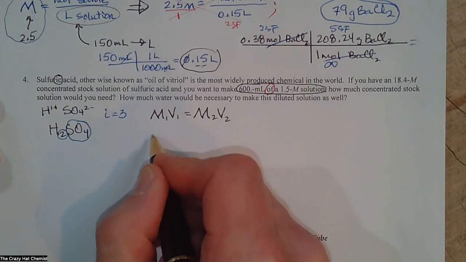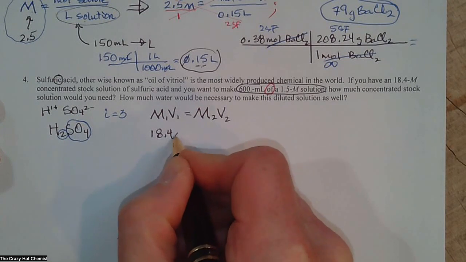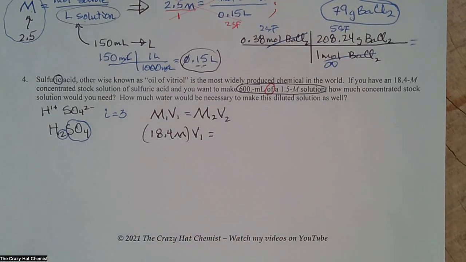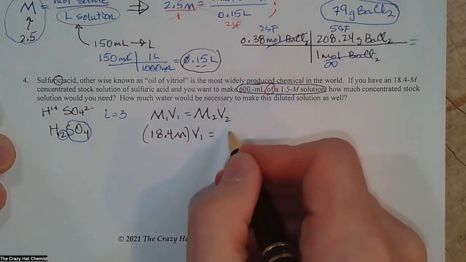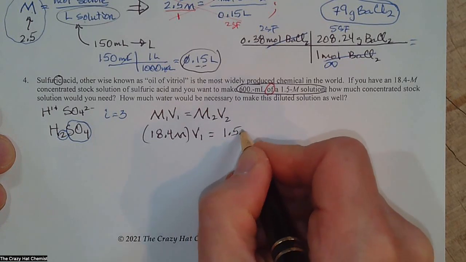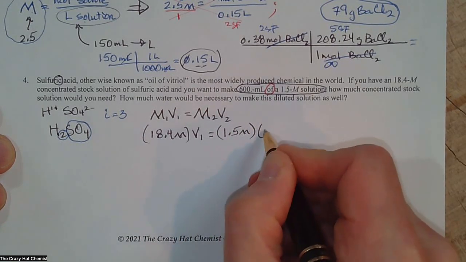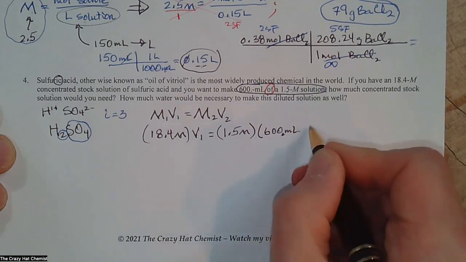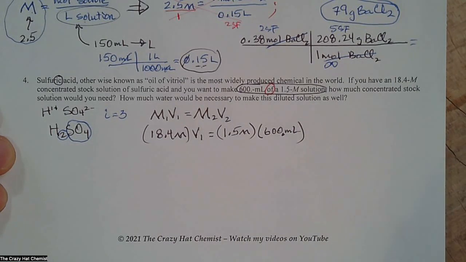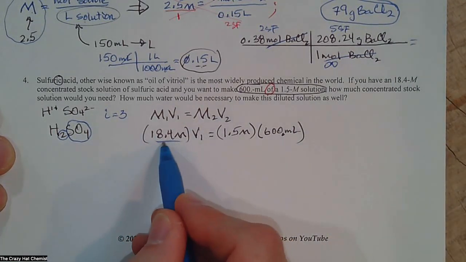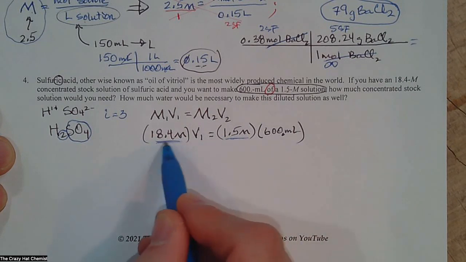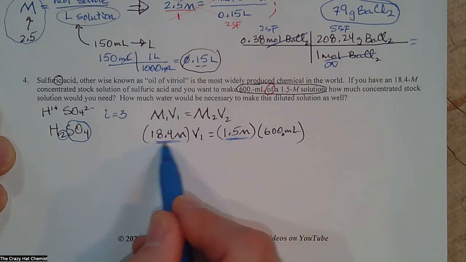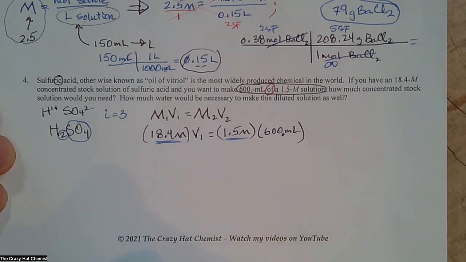So our molarity is going to be 18.4 molar of our stock. We're going to solve for this volume. We could have called it volume 2, it doesn't matter. And we have a molarity of our diluted solution that we want, and we have a volume of that diluted solution that we want. And I'm hoping that you understand that this is concentrated. That is, this is a larger number than this number. So this is concentrated, this is diluted. This lower number is a smaller number, it's a dilution. This number is a larger number, it's a concentrated solution.